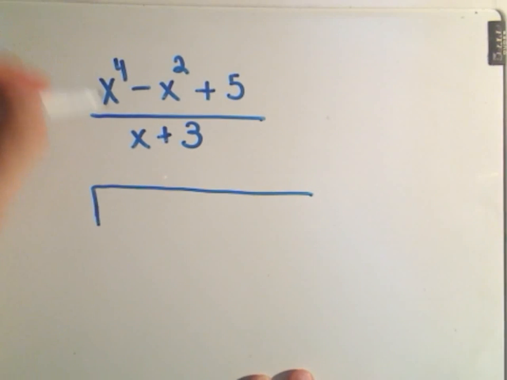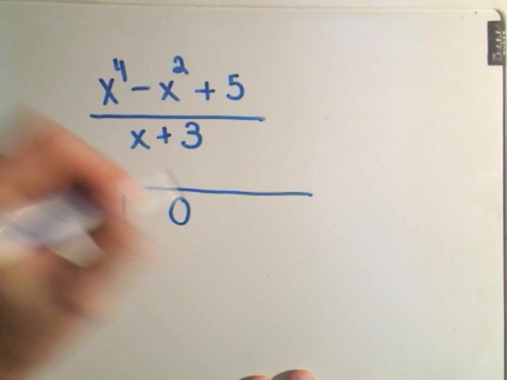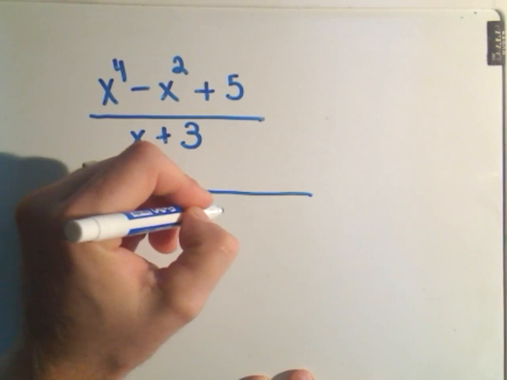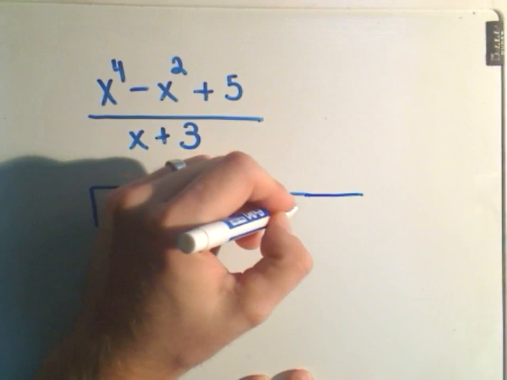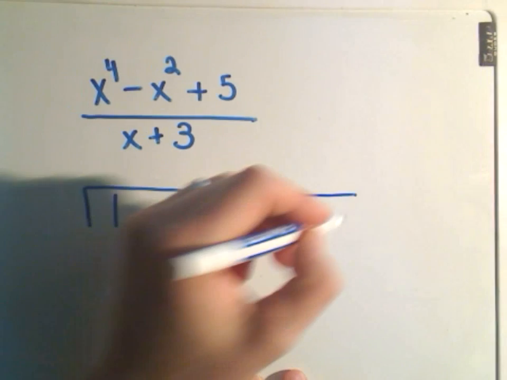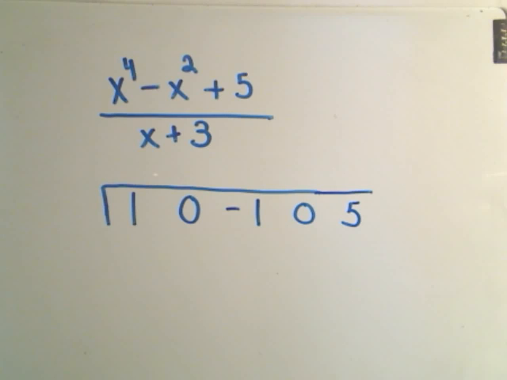So notice I could write the top. I have 1x to the fourth. There's 0 x to the third powers in there. There's a minus 1 in front of the x squared. Notice there's 0 x terms, and then we have the value of positive 5 also hanging out.